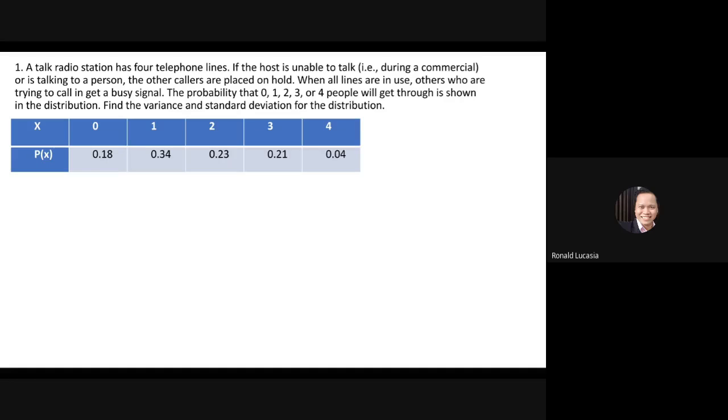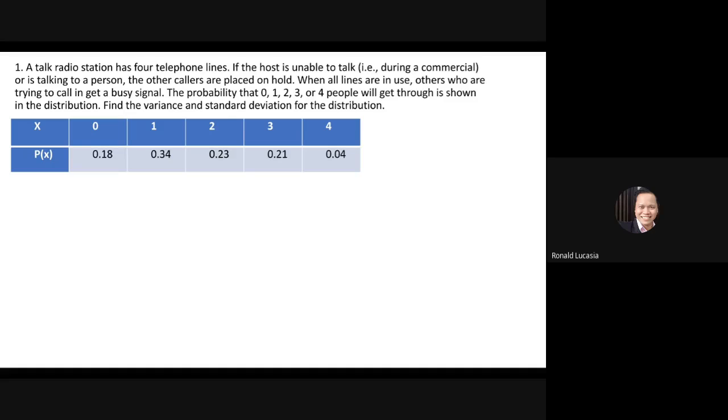A talk radio station has 4 telephone lines. If the host is unable to talk during commercial or is talking to a person, the other callers are placed on hold. When all lines are in use, others who are trying to call in get a busy signal. The probability that 0, 1, 2, 3, and 4, that's the value of the random variable, will get through is shown in the distribution. Find the variance and the standard deviation of the distribution.